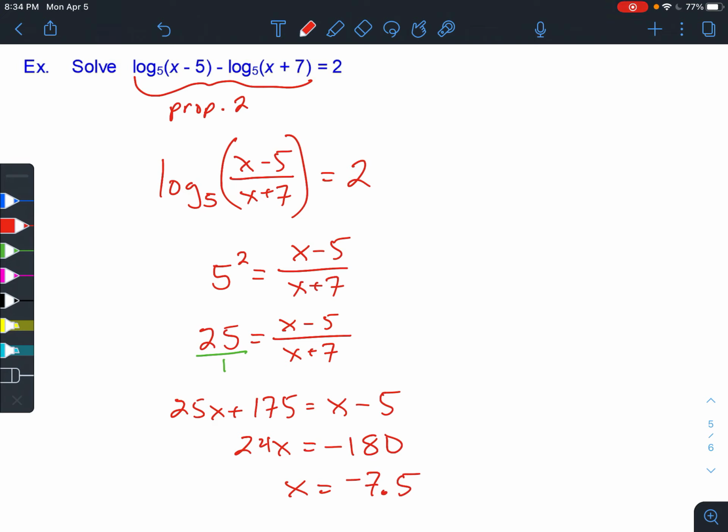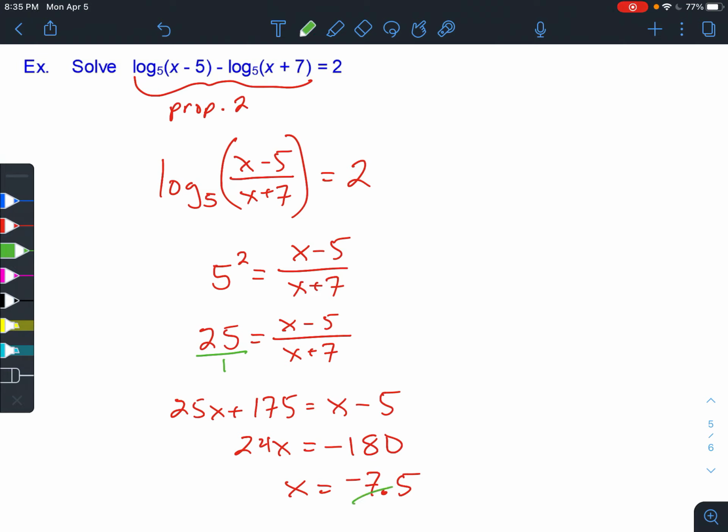Of course, use your calculator if you want to, or reduce if you like. Anyway, I get negative 7.5 there. Now, if I plug negative 7.5 into the x minus 5 in my first term, or even into the x plus 7 in my second term, notice both of those result in a negative answer. So basically, I have to throw that out.